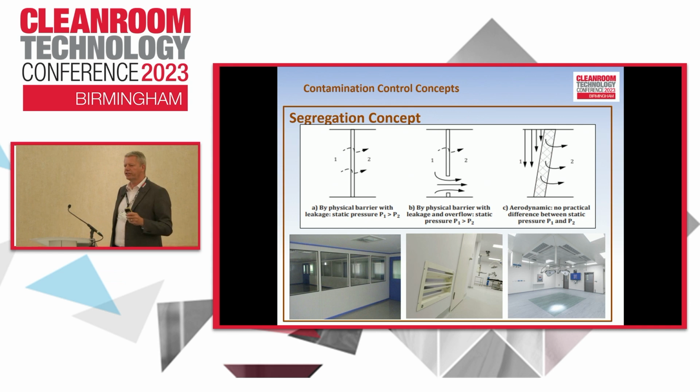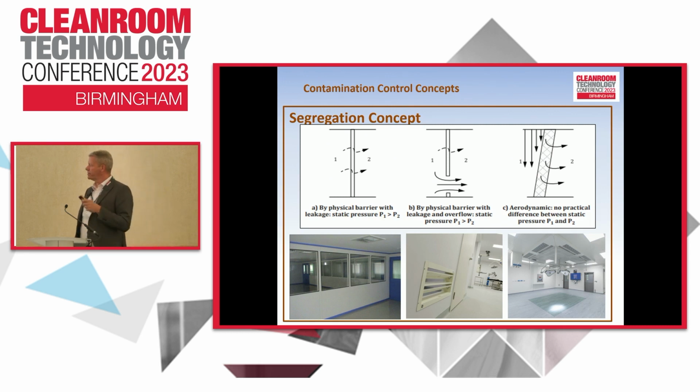Then we have segregation. So in addition to that, the way that you deal with contamination control can be by segregation. And there are three methods defined in the standard. The first one is a physical barrier. It says physical barrier with leakage because everything leaks to a degree. But for example, an isolator, a solid wall is effectively a physical barrier.